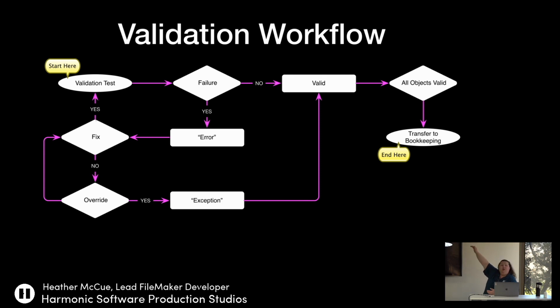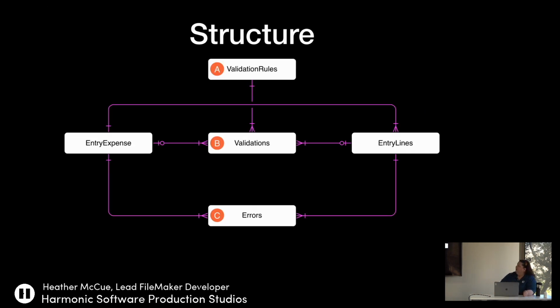And then if all the objects, meaning the expense and every single line, pass every validation test, then the expense gets transferred to bookkeeping so it can be paid. And the AP clerks never see it again, right? So that was the idea. So here's the structure behind it.